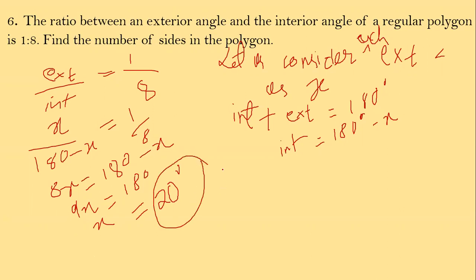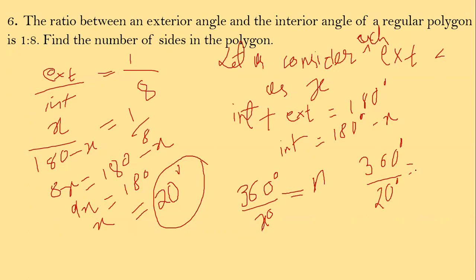But what do we know with the help of this relation, that 360 degrees by each exterior angle is equal to n, right? This is the relation. So we know 360 degrees by 20 degrees is equal to n, right? So cancel it. 2 ones are 2, 2 8s are 16. So again, n is equal to how much?